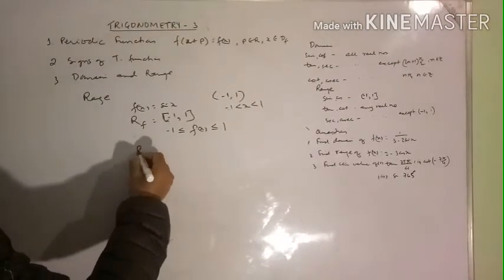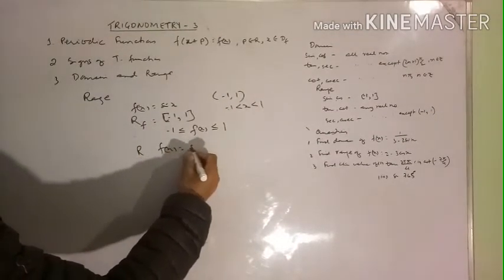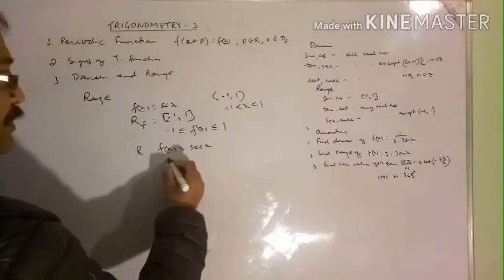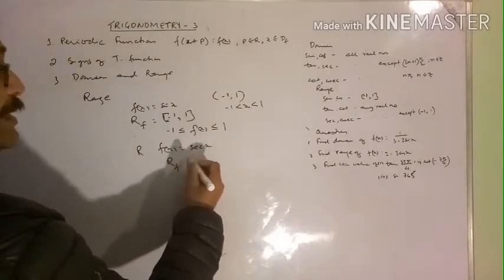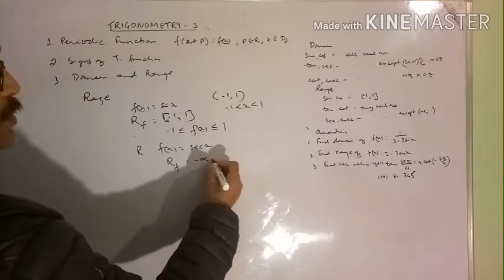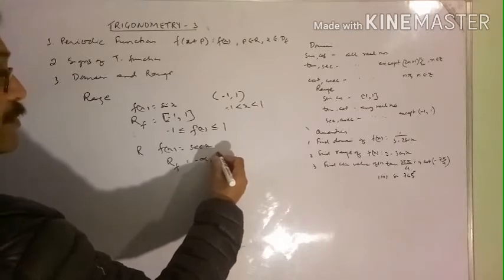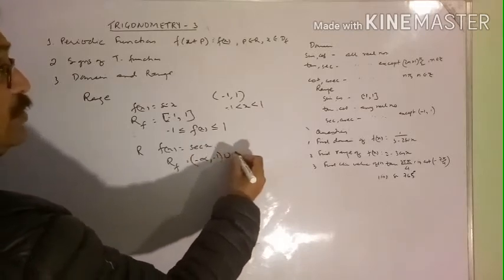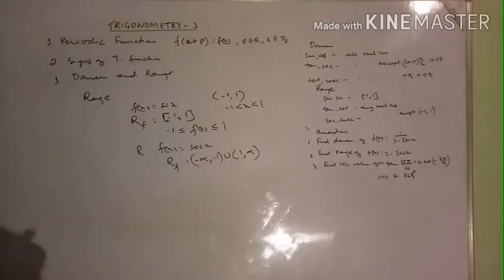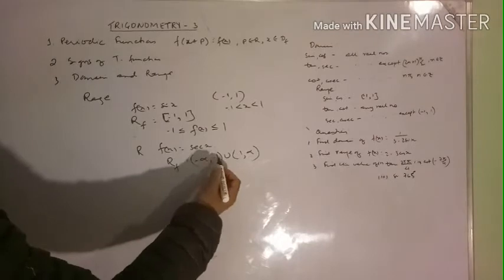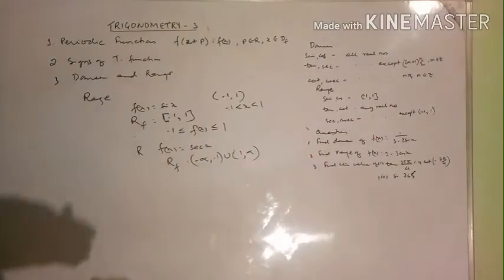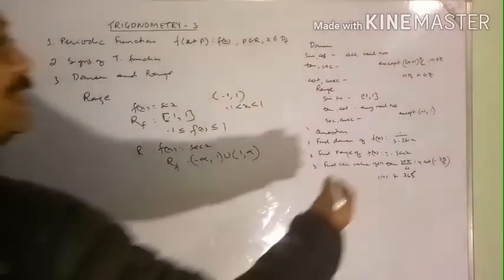That's why, suppose f of x equals sec x, then the range of f will be from minus infinity to minus 1, then union, 1 to plus infinity, except these values. So the value of this function will be less than minus 1 or more than 1. That's why we say except this.